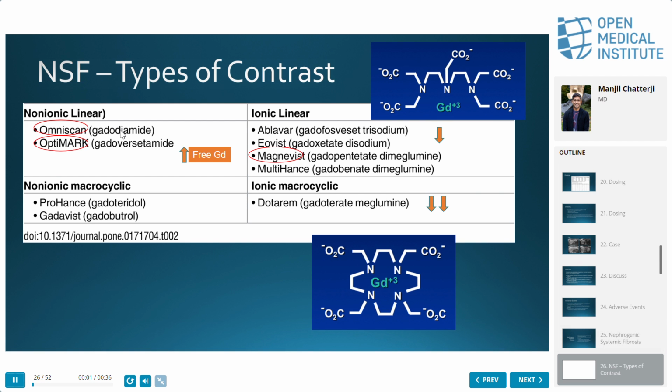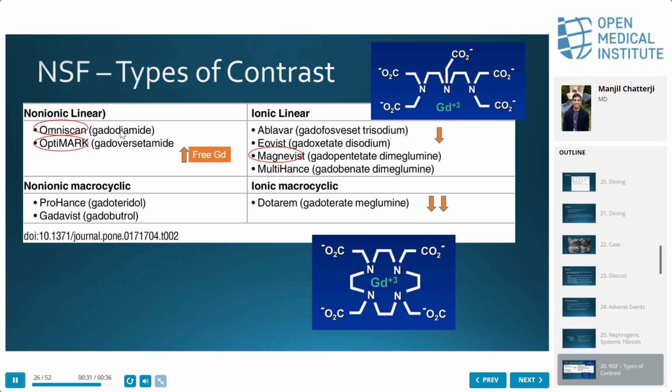That said, the more stable agents really have a much, much lower risk of NSF. In fact, with Dotarem, and not Magnevist, but MultiHance, there have been almost zero unconfounded cases of NSF. So it's very, very safe. Omniscan and OptiMARK, not so much. Not so much. I would be very nervous about using any of these contrast agents today.